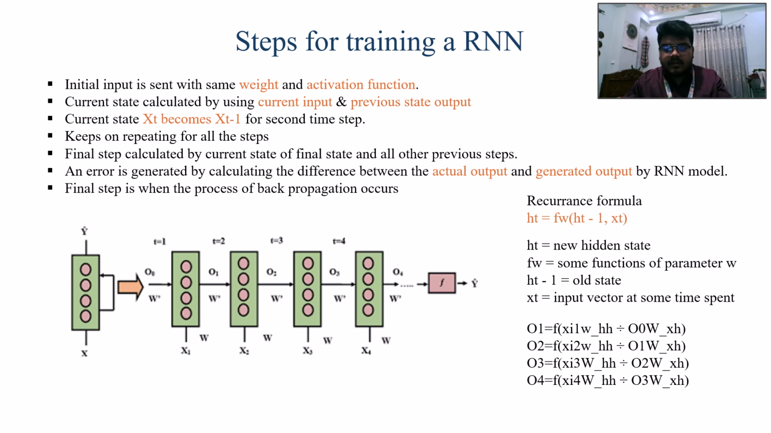There is the recurrent formula, which denotes that ht equals fw of ht minus 1 comma xt, where ht means the new hidden state, fw is some function with parameter w, ht minus 1 is the old state, and xt is the input vector at some time step. Here are O1, O2, O3, O4, which are the calculations and the formulas.